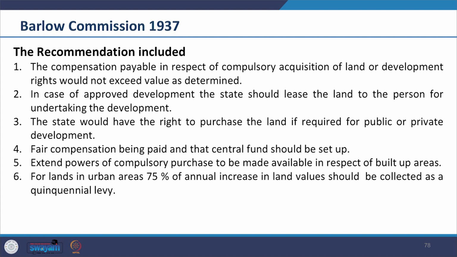Further, we see that the recommendation included fair compensation being paid, and that a central fund should be set up for this purpose. So, you see how the central fund is being set up, and then fair compensation is to be paid to the private parties. Further, extended powers of compulsory purchase were to be made available in respect of built up areas. So, the authority would also have compulsory purchase power. Further, the recommendation included that for lands in urban areas, 75% of the annual increase in land values should be collected as a 5 years levy tax.